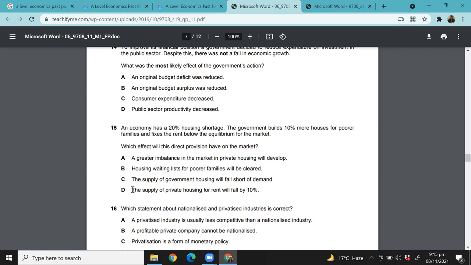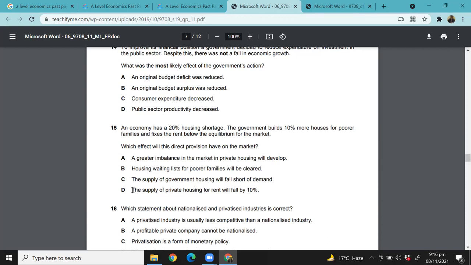Now, I'll come to the C part at the end. D said the supply of private housing for rent will fall by 10%. Now, think about this. Why would there be an effect on the supply of private housing? Are you getting me? The private sector has already produced the amount of homes that it wanted to based on the profit margins, right?